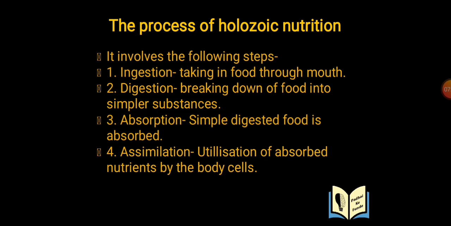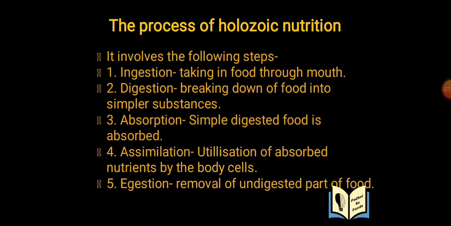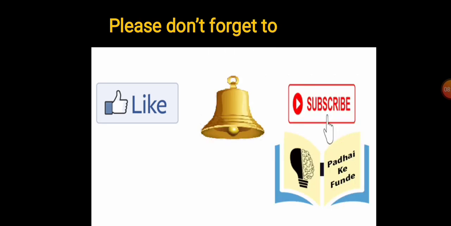After assimilation, the process of holozoic nutrition gets completed by the fifth step, that is egestion. At the end of the activity, the waste products left over in our body as undigested solid part are required to be removed from the body. So the process of removal of the undigested part of food is called egestion.